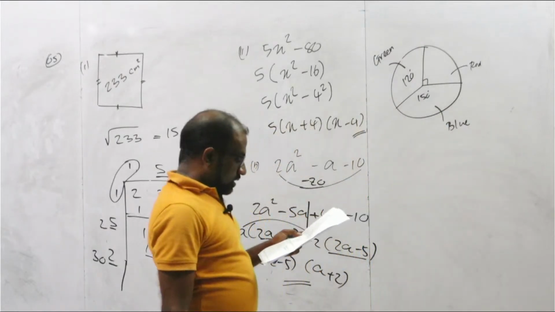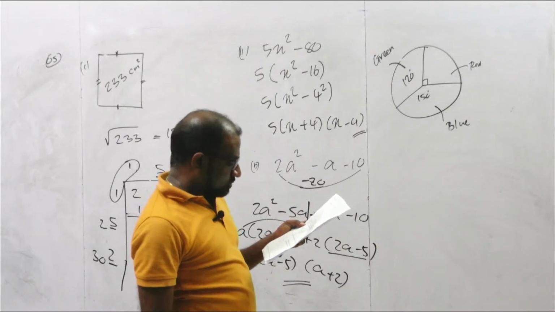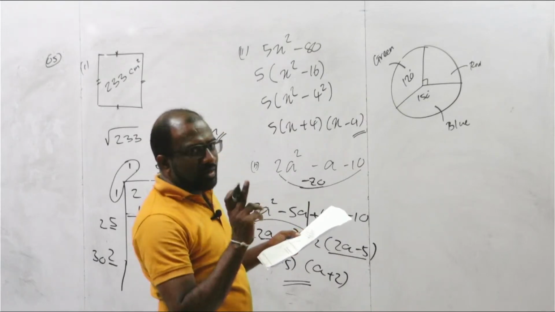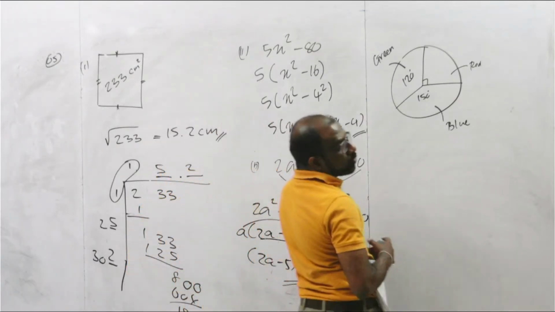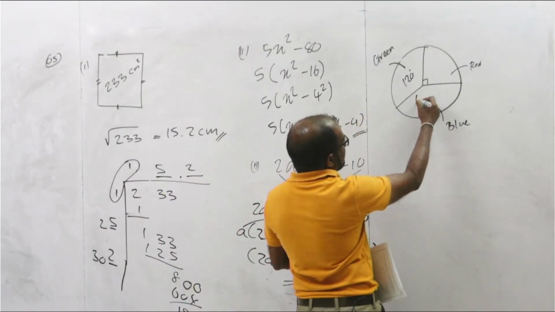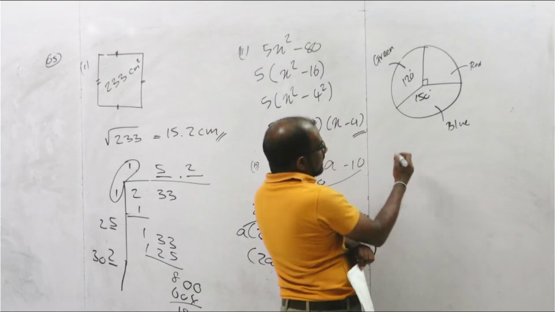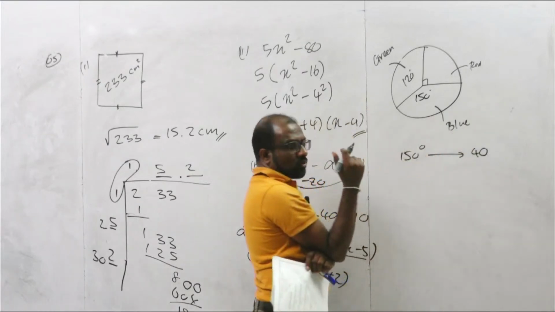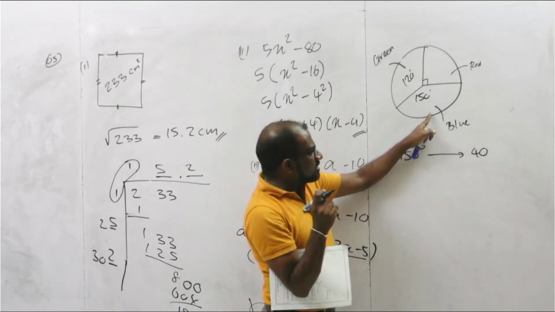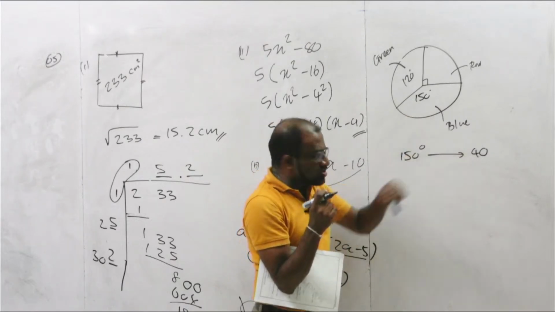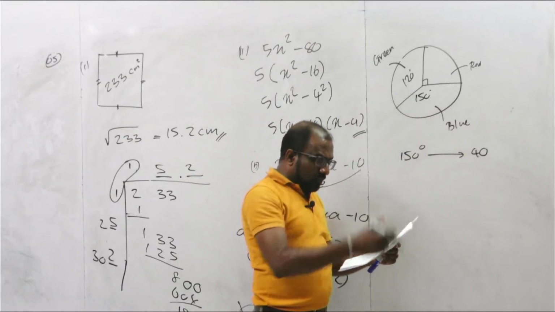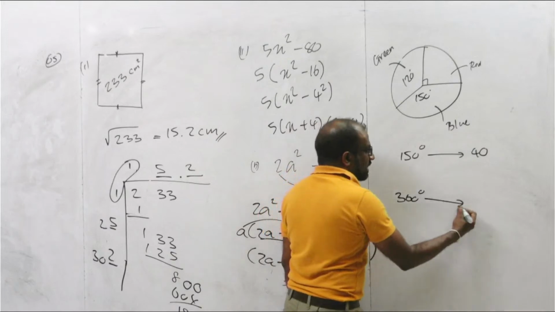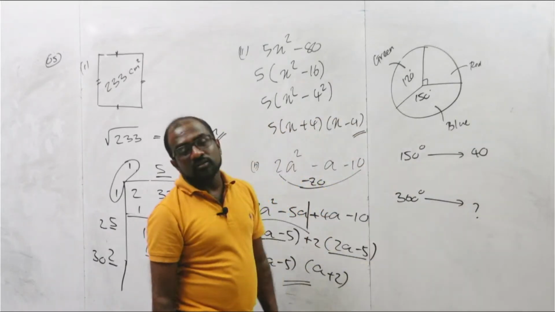Right. If 40 children like blue color, 40 children like blue. The angle of the blue sector is 150 degrees. So 150 degrees represents 40 children. Okay? 40 children like blue means 150 degrees represent 40 children. The total number of children in the class is represented by 360 degrees.